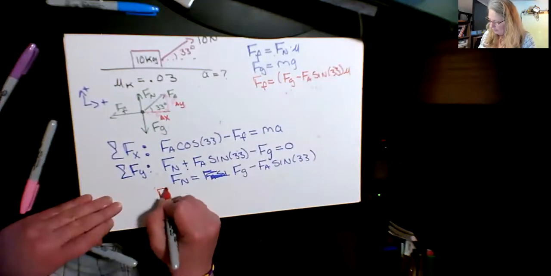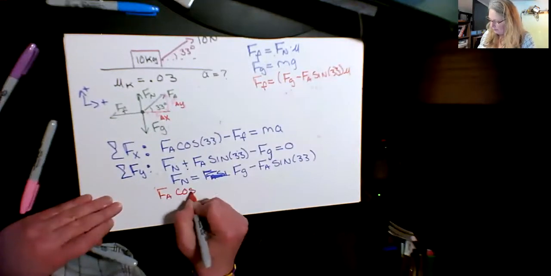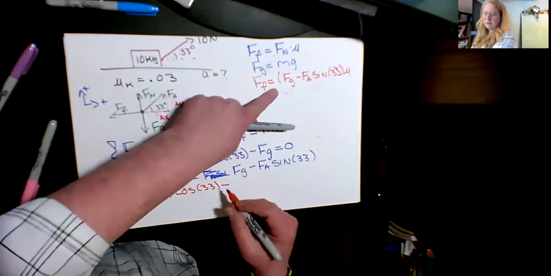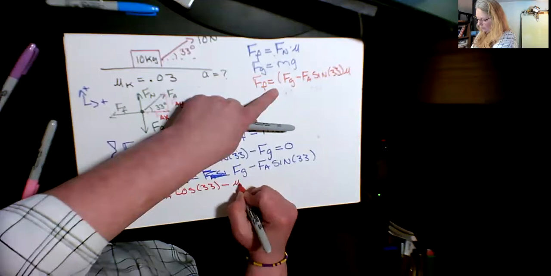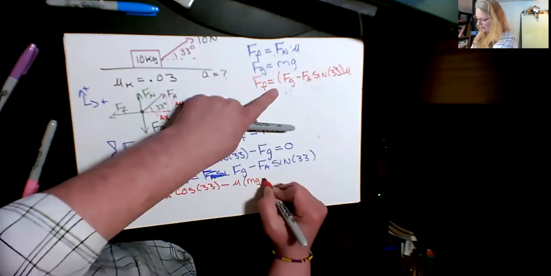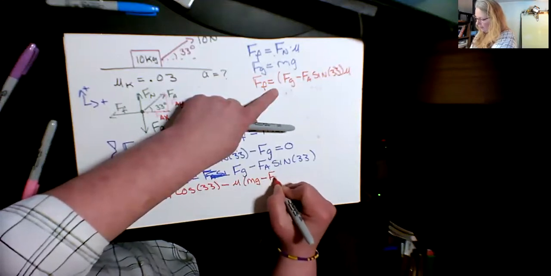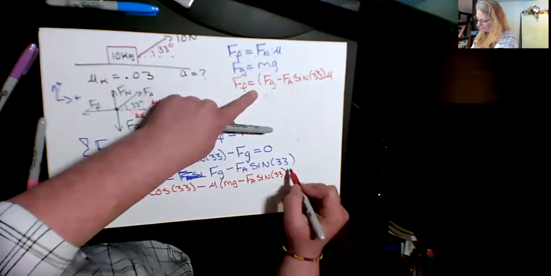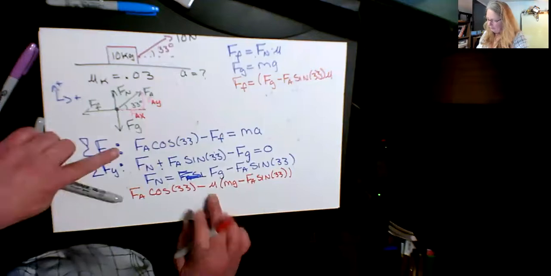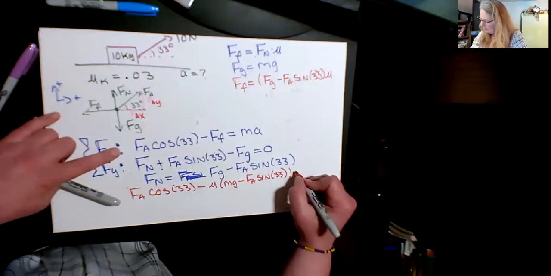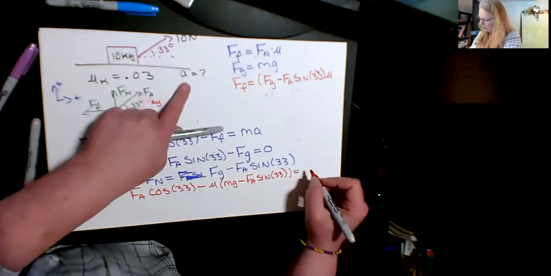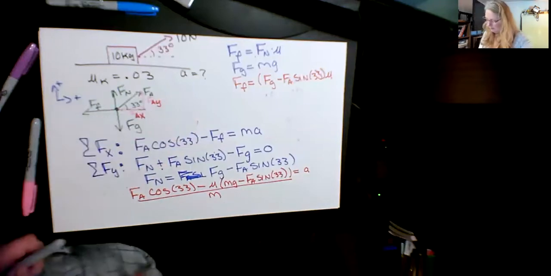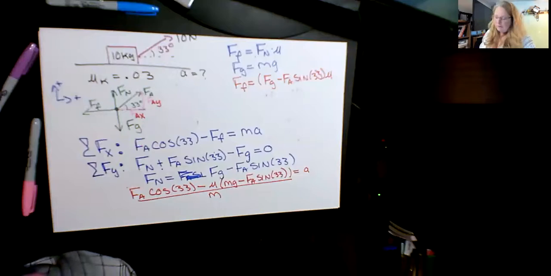Now I can put that into here. So I have my force applied cosine of 33 minus the force of friction. Well, now I figured out what the force of friction is. So minus mu times mg minus Fa sine 33. So that's that part. So what have I done? That's minus this. Cool. Equals mass times acceleration. Well, the thing I want is acceleration. So I'm going to skip a step here just to divide by the mass. Now all we have to do is put numbers in.